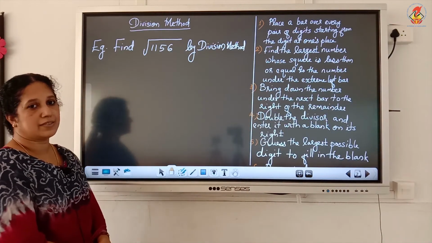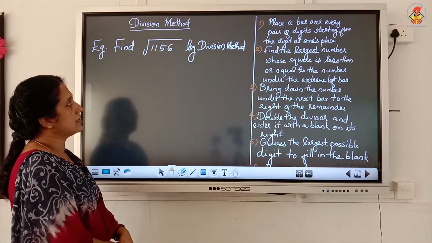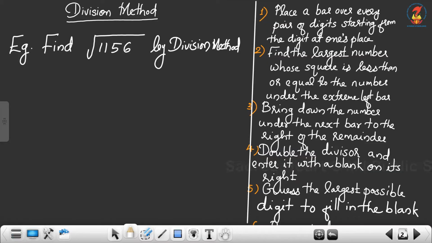Now we can consider one example. Find the square root of 1156 by division method. Now I wrote the steps there. Now we can look into the steps and we can start. First we have to write down the number 1156. Now look at the first step.